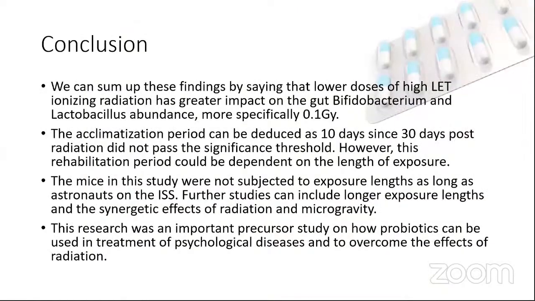So we can conclude that at lower doses of radiation, especially 0.1 GY collected at 10 days post-radiation, the abundances of these 4 types of bacteria decrease the most. And since they produce GABA, we can say that it has a correlation to the depression and anxiety that astronauts suffer during long-term flights. And that my initial hypothesis about the gut-brain axis was also correct. Of course, further research is required, but this is a good precursor study, and probiotics can help alleviate some of the symptoms of these astronauts.